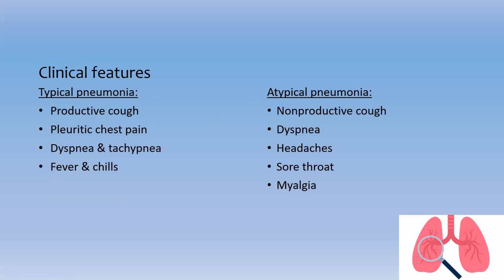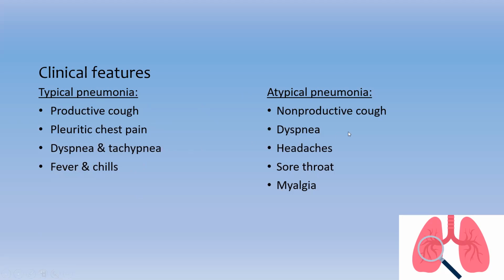So for the clinical features, according to the types of pneumonia, according to what is the presentation, we have the typical pneumonias and then we have the atypical pneumonia. So clinical features for typical, we have a productive cough, we have pleuritic chest pain, we have dyspnea, we have tachycardia, we have fevers, and we have chills. So this is the textbook presentation of a pneumonia.